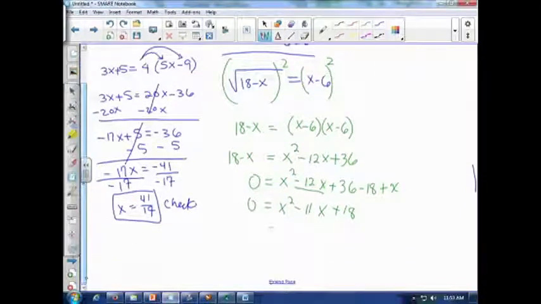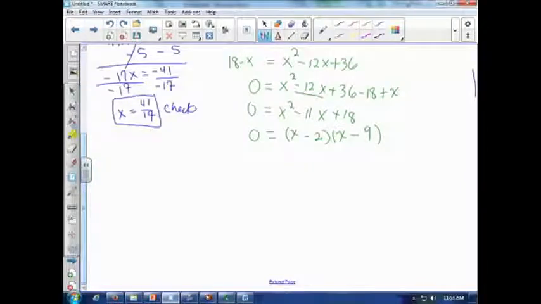And let's see how we can factor this. X squared is x times x, 18. Let's try 9 and 2. And let's do negative 9 and negative 2, which will work. Gives you negative 11 for the middle term. So that's going to give you x equals 2 or x equals 9 when you solve that.